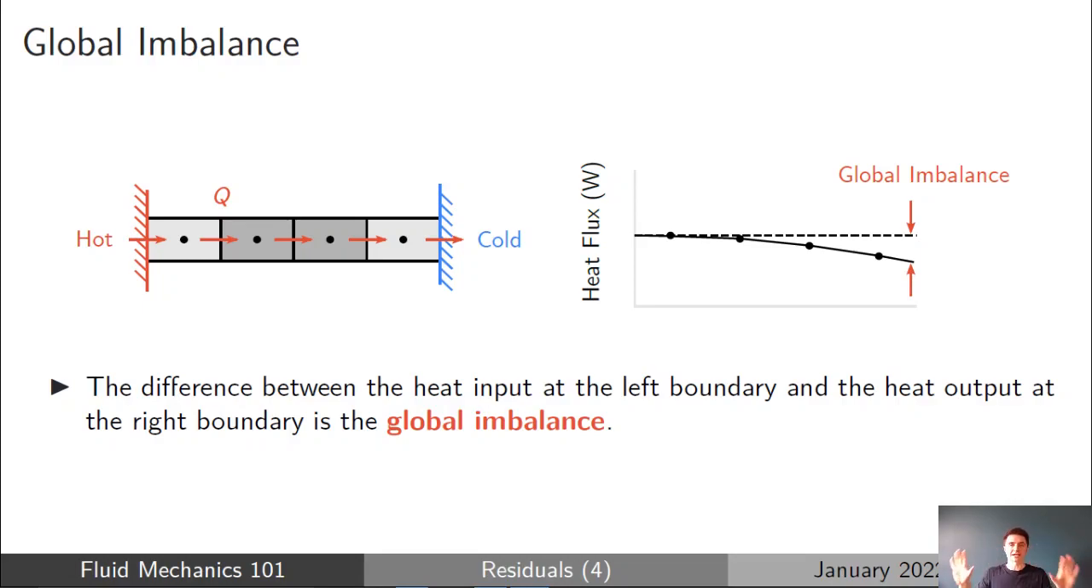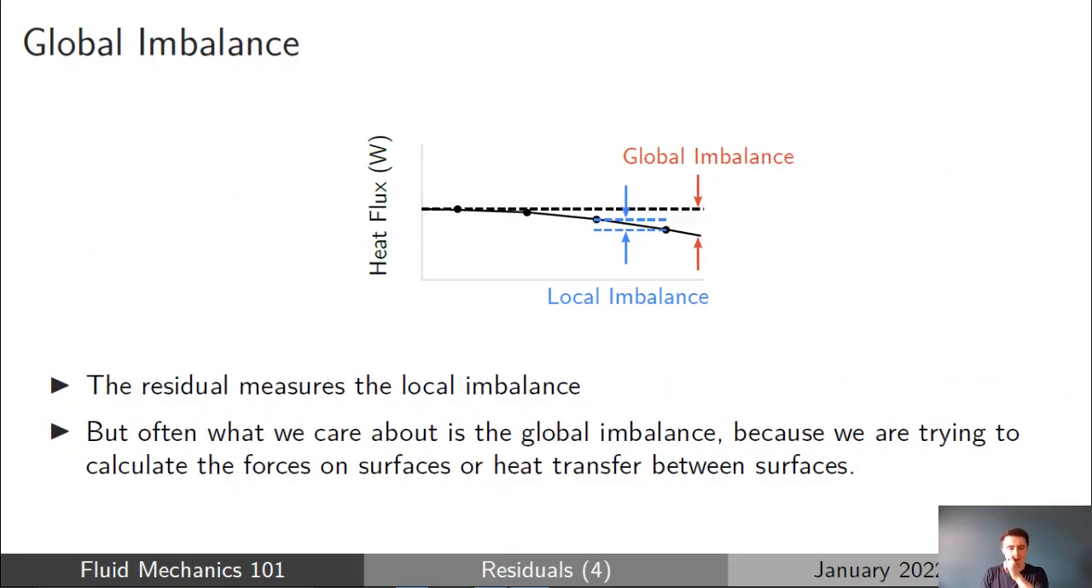So global, because it's the entire domain, rather than the residual, which was looking at the local imbalance for a particular cell. And this is what I wanted to show you on this second graph here, and it's a way you can think about it: the difference between those 2 points in the heat flux graph is going to be the local imbalance for a particular cell, but the red lines there, which show the difference between the left boundary and the right boundary, is the global imbalance.